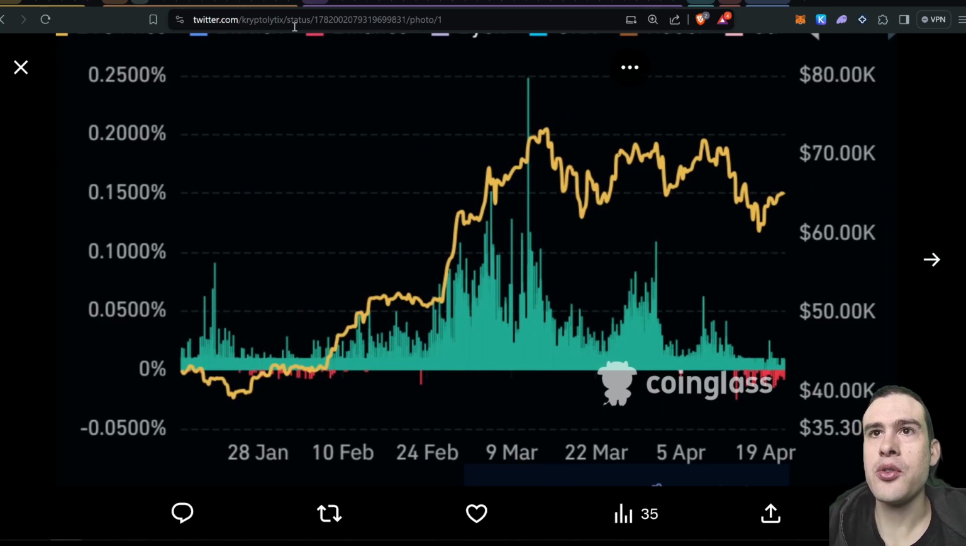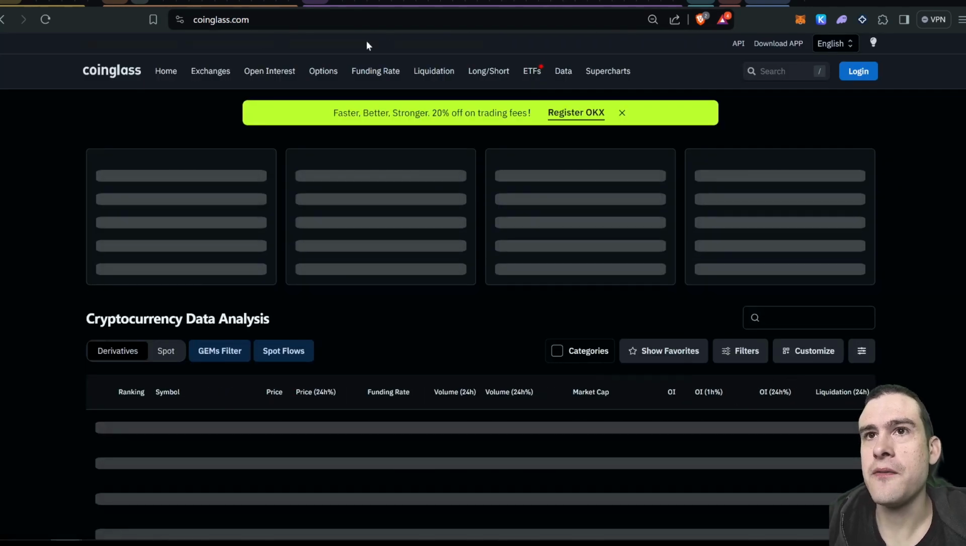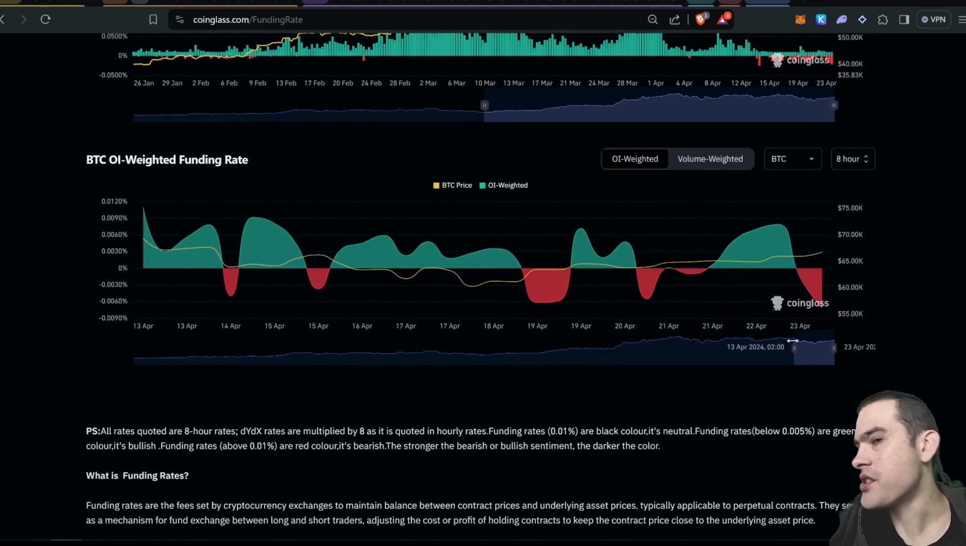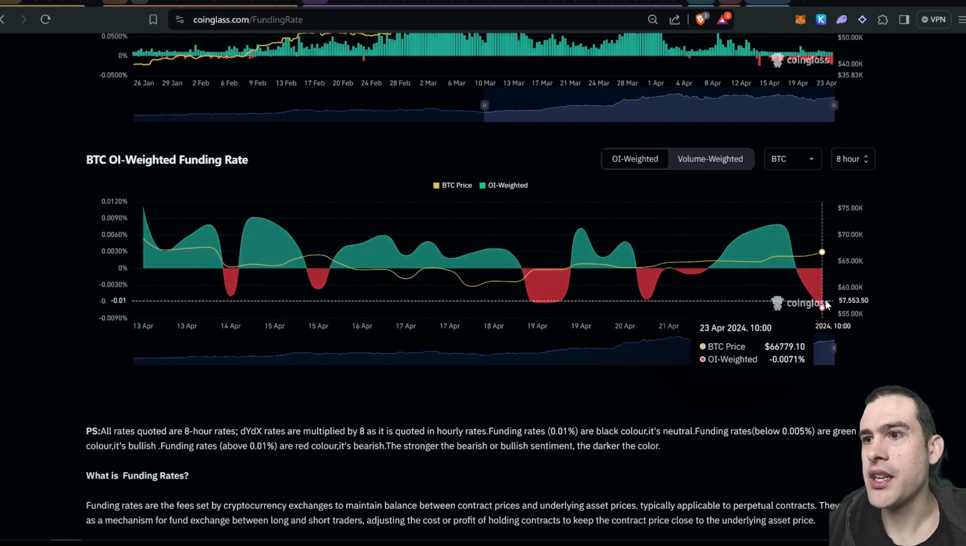Now let's have a quick look at the CoinGlass Live, which was the source for this. So we can see just how much negative funding we still have. Wow, look at that. So we still have a decent amount of negative funding. So people are actually shorting this. So this little pump here, people are aggressively shorting this.